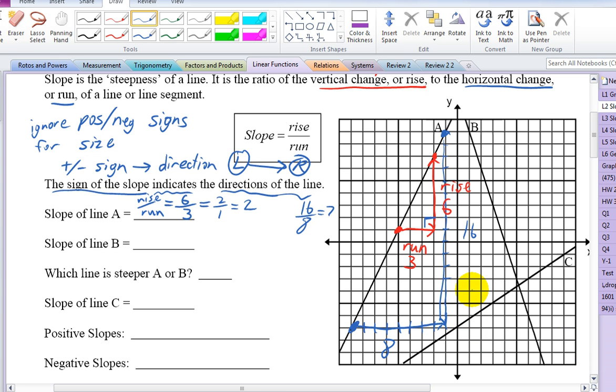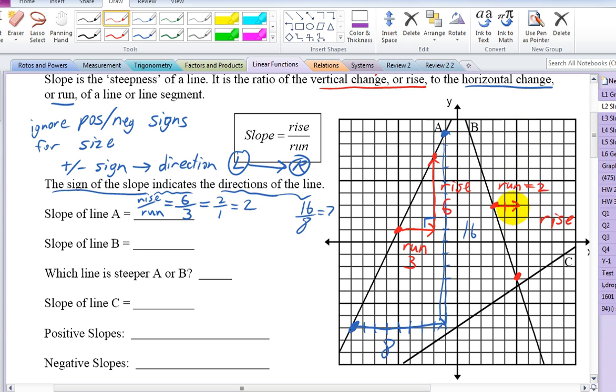All right. So slope of line B. Find 2 points. Let's use this one right here and this one way down there. So let's count our run. We go over until we're over top of it. How much did we run? 2. Now I want you to tell me how many are we going to rise? How many did we go up? We went up 6? That's going to be way up here. I don't think we went up 6.